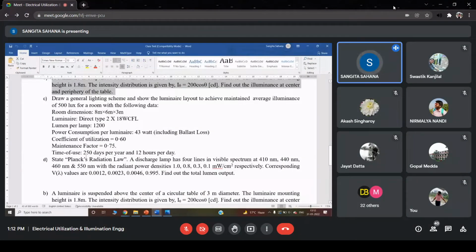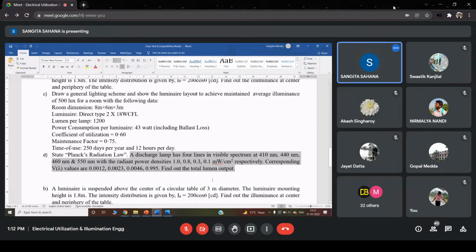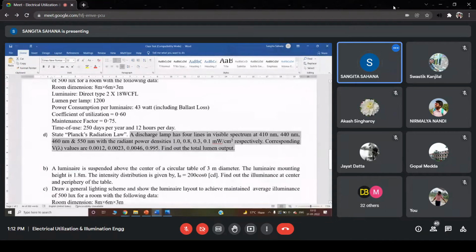This is another one, from the radiation law. The discharge lamp has 4 lines at these wavelengths. These are the radiant power density. Corresponding V lambda values are given. So you have to find the total lumen output.